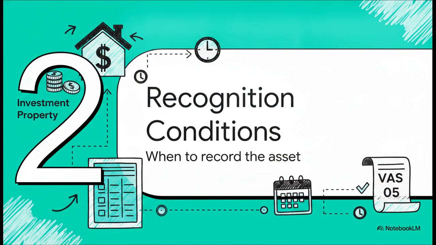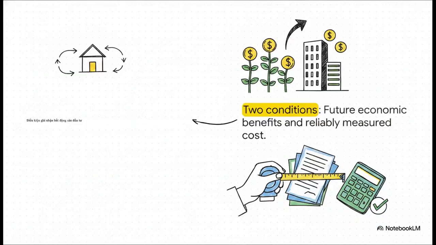Moving right along to Section 2, Recognition Conditions. When does it actually go on the books? The standard lays down 2 strict, completely non-negotiable conditions here. Number 1, it has to be certain that the property will bring future economic benefits to the enterprise. And number 2, the cost of the investment property must be reliably measurable. Now, the standard actually points out that this second condition is usually a breeze to meet, simply because the purchase or exchange transaction itself gives you clear, documented proof of the asset's value.